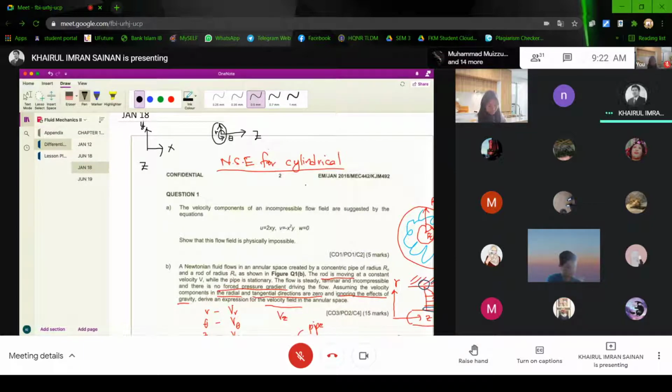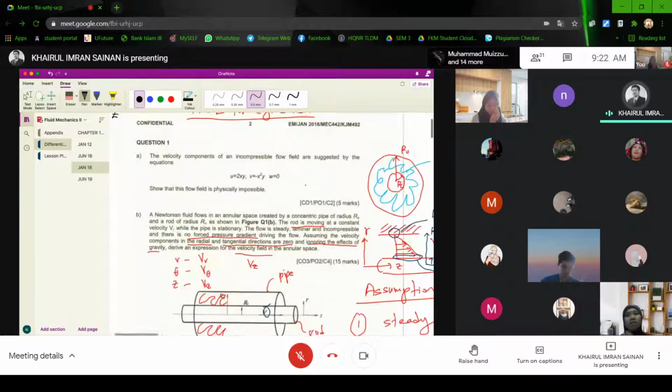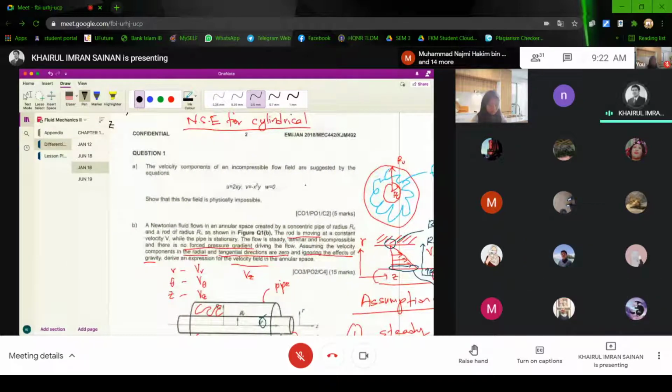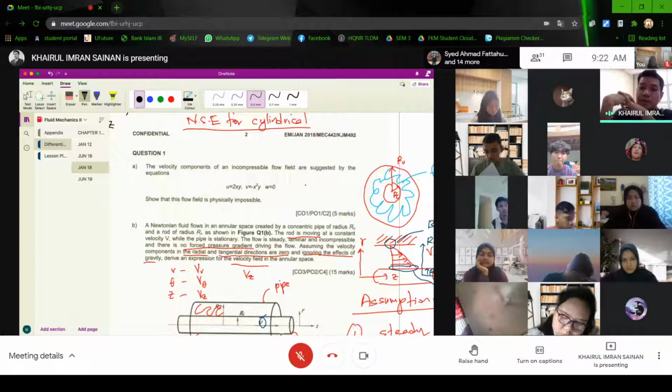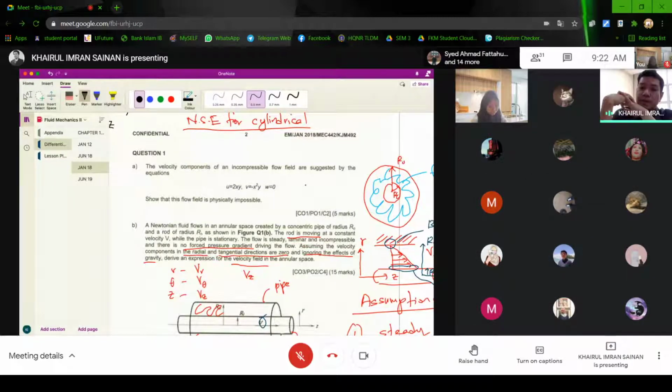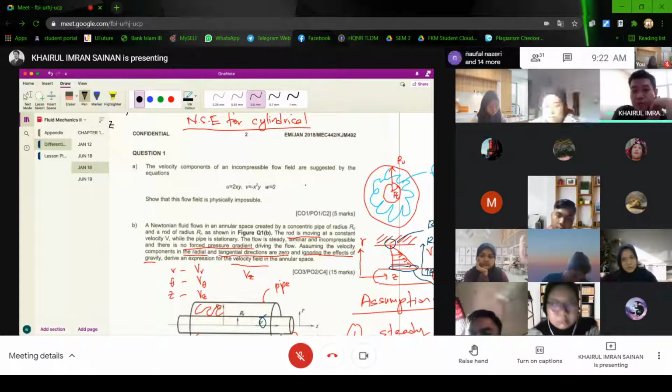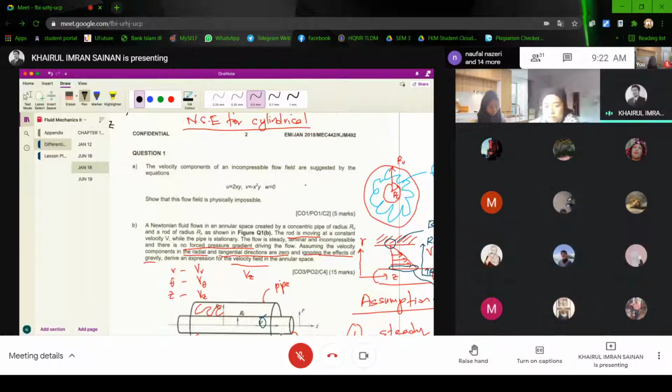All right, let's do this one as the practice for Navier-Stokes equation for cylindrical coordinates. How do we solve this one? It's going to be the same as what we did previously for Cartesian coordinates. You have a Newtonian fluid flowing in an annular space created by a concentric pipe of radius r outer.